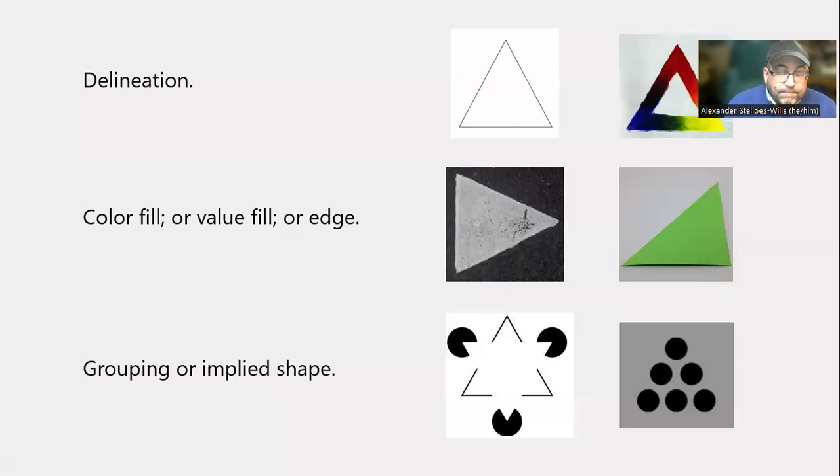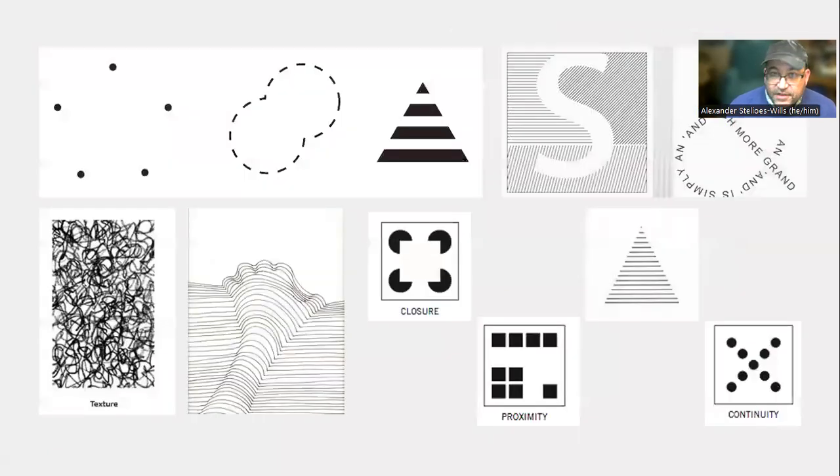Okay. But there are also, this is where things get fun. The shapes can also exist in our heads, really. They can exist as implied shapes. And this is through grouping, and this is a good example of grouping creating an implied shape. This is a much more complex way of creating an implied shape using plays on figure ground. We'll get to figure ground in a second. But let's look at all the possible ways.